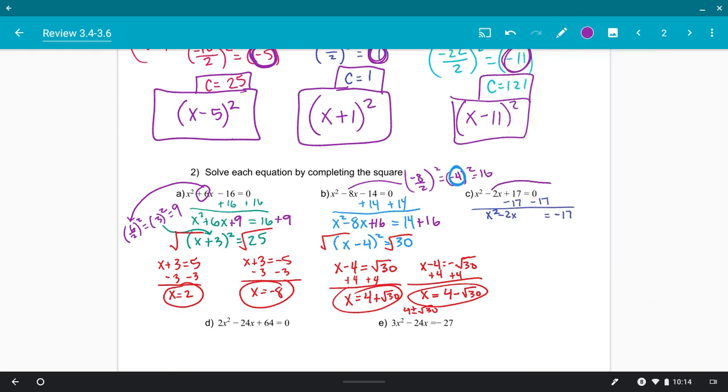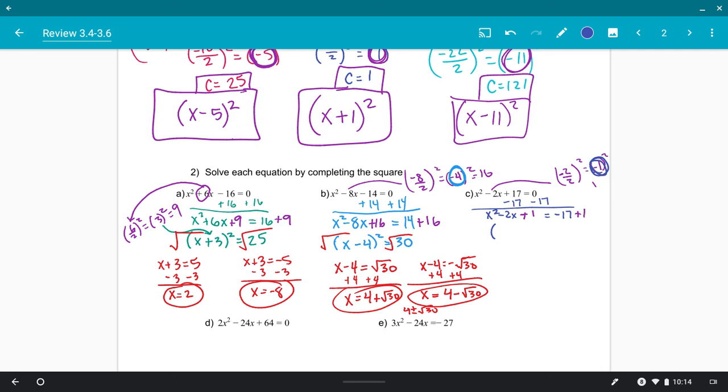Do our C work: negative 2 over 2, squared, is negative 1 squared, which is 1. So I'm going to do plus 1, and then we do our shortcut.